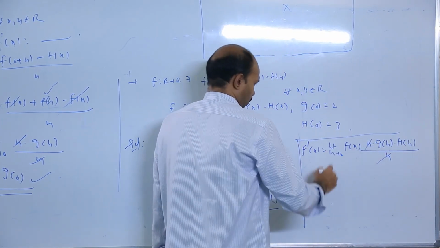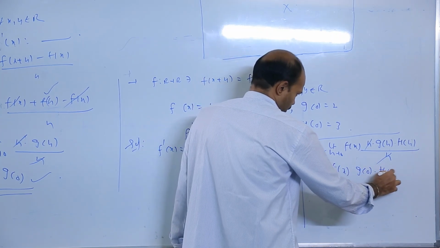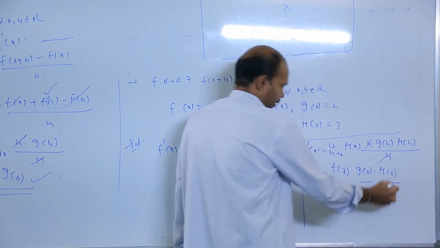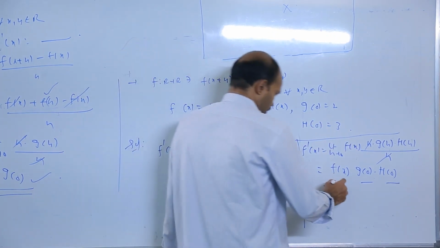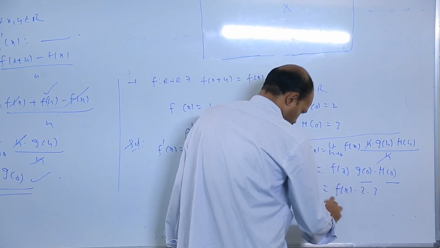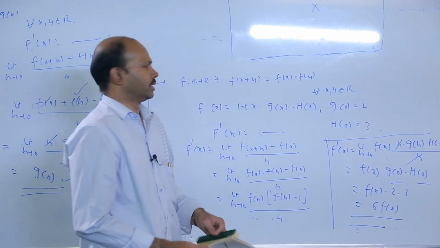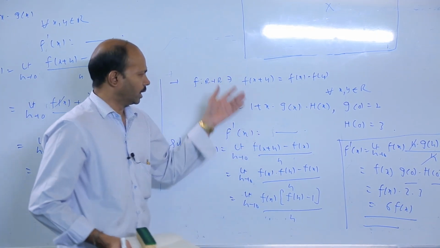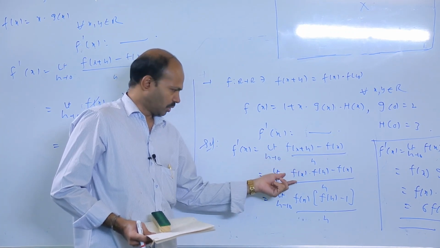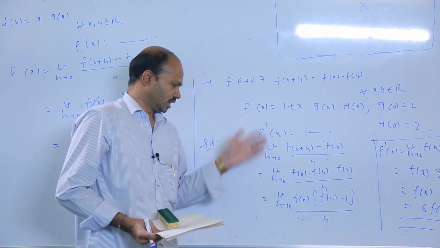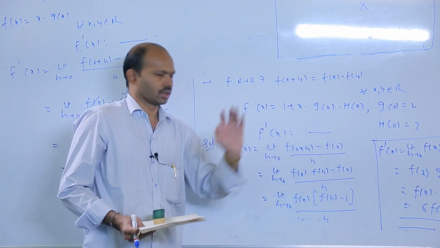h cancels. Apply h tends to 0. It follows f(x) g(0) H(0). You have the data that g(0) is 2 and H(0) is 3. Apply the values. Then it follows 2 times 3, that is 6, times f(x). This is your conclusion for the derivative with the help of the given data. For any such question, first consider the fundamental definition and write down the formula, split the formula, take out the common factor, and use the given additional condition. Automatically the conclusion follows within the next two steps.